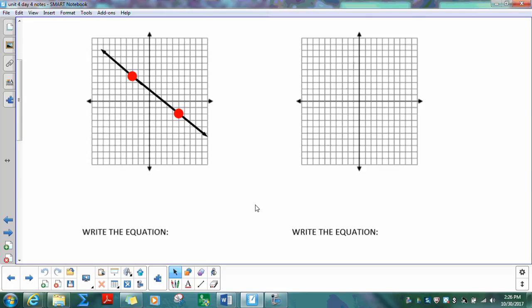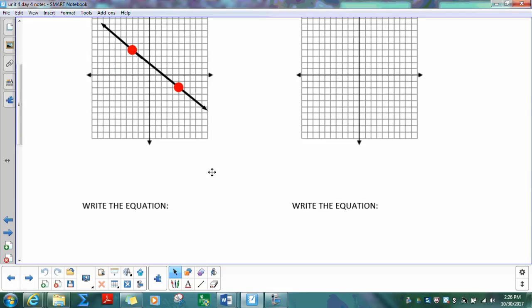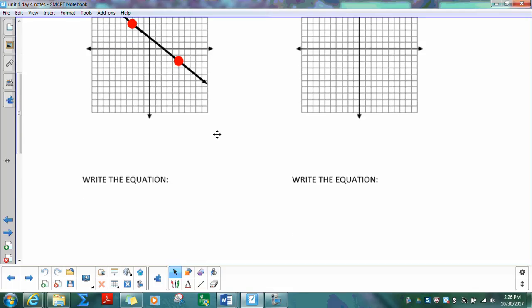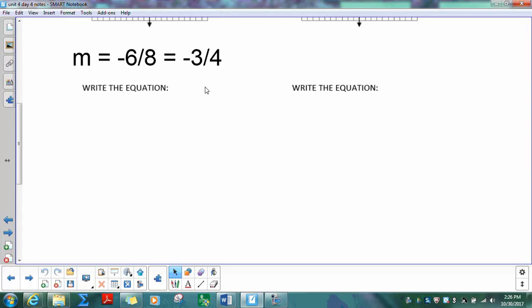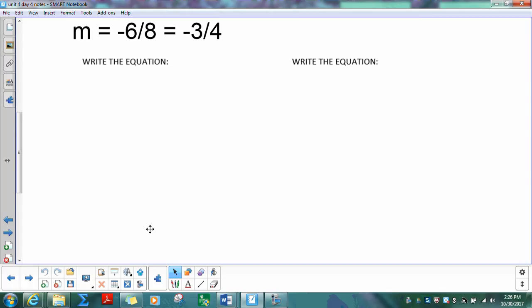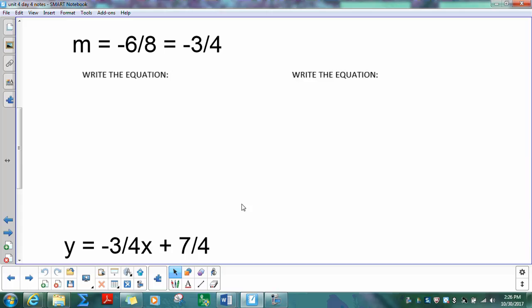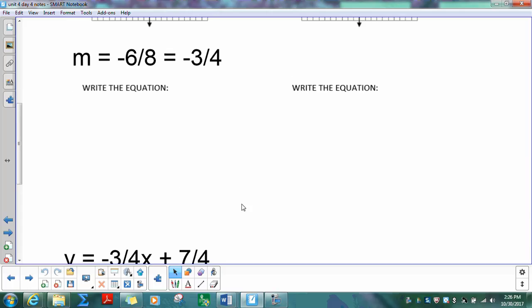For the equation, we need to write it in slope-intercept form. So we need the slope and the y-intercept. Here, the y-intercept looks like it's about negative 2. And for the slope, we go down 3 and over 4, so we get negative 3/4. And you can go ahead and write the equation: y equals negative 3/4 x plus 7/4. Which is about 2.